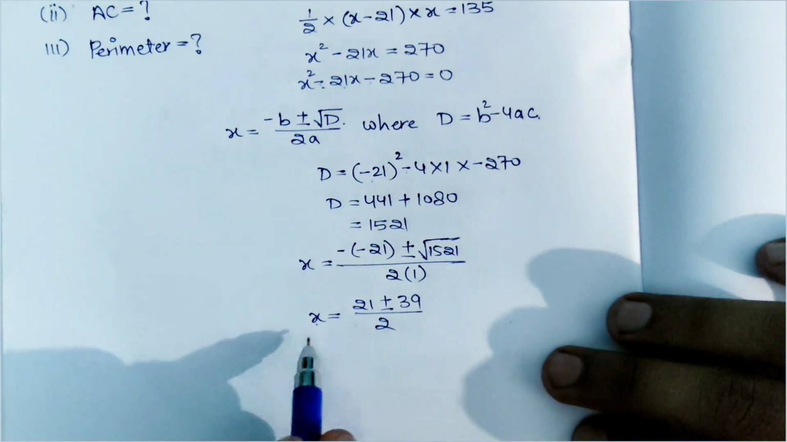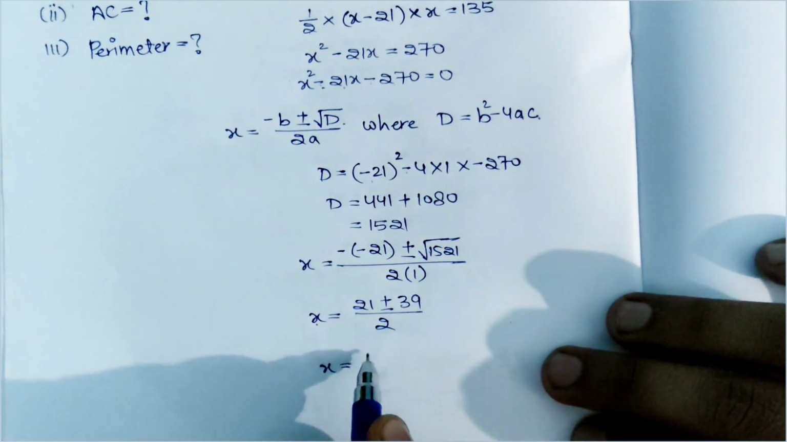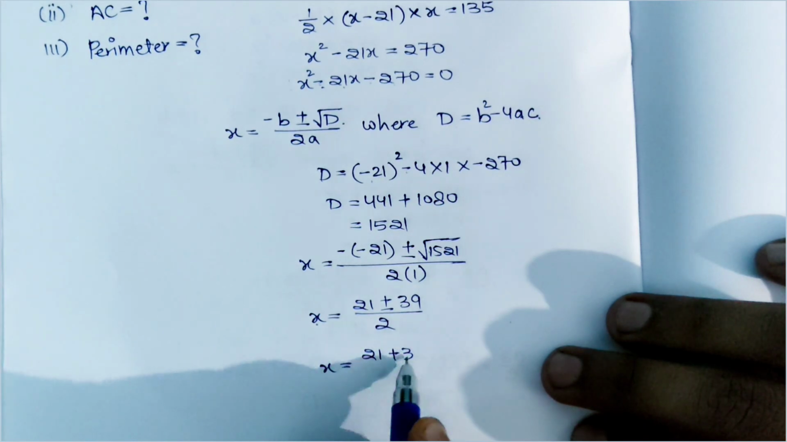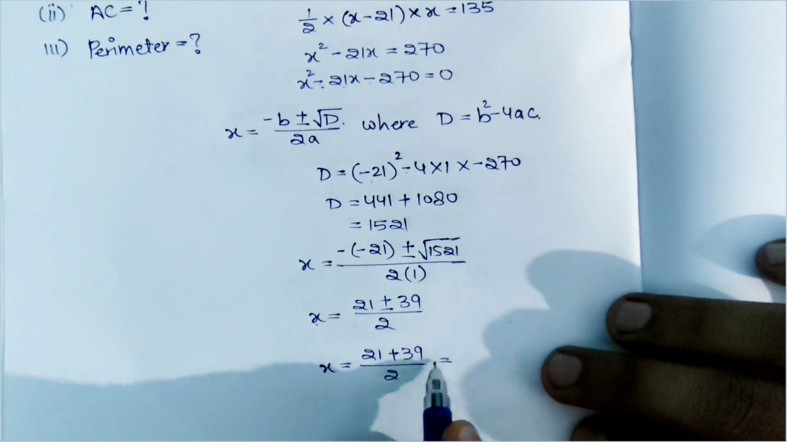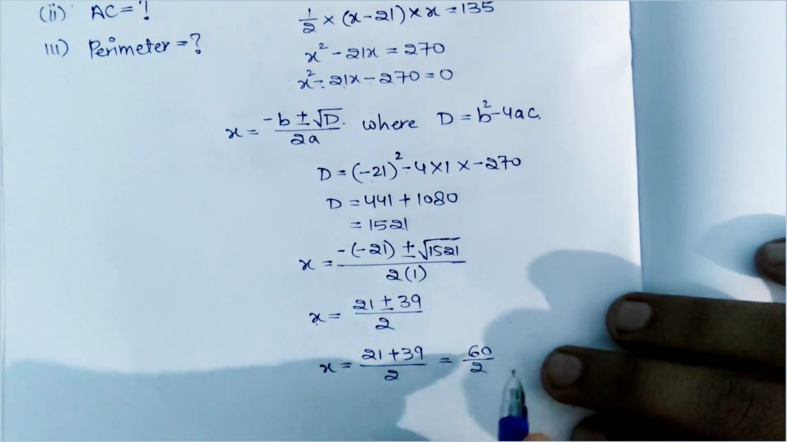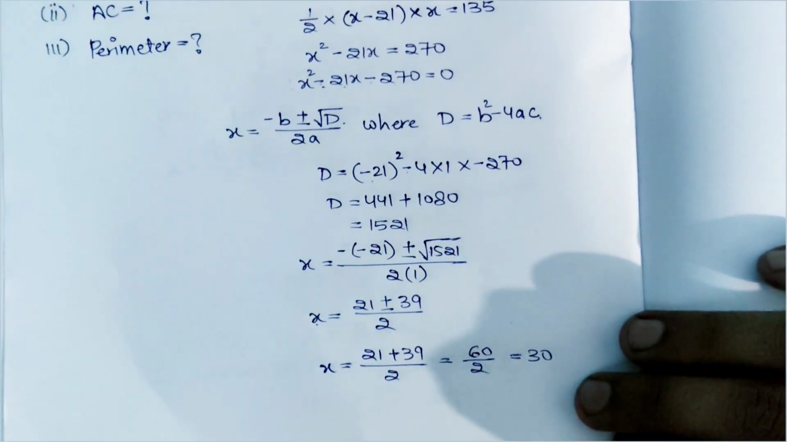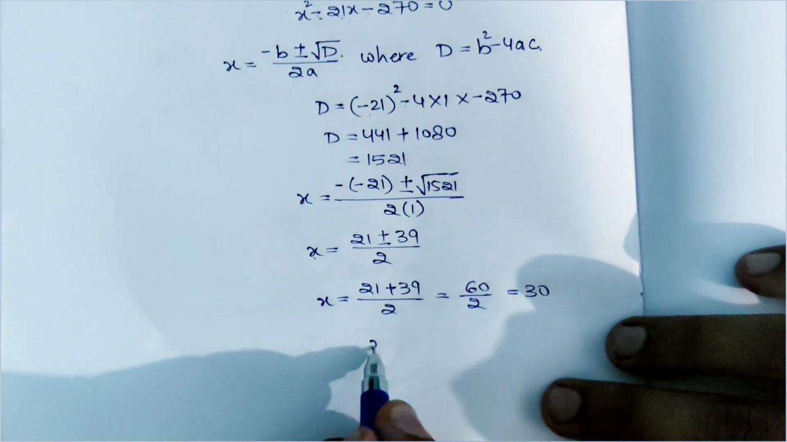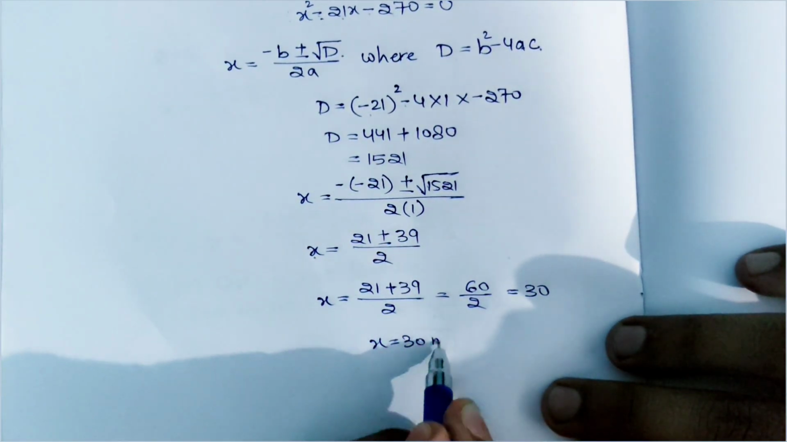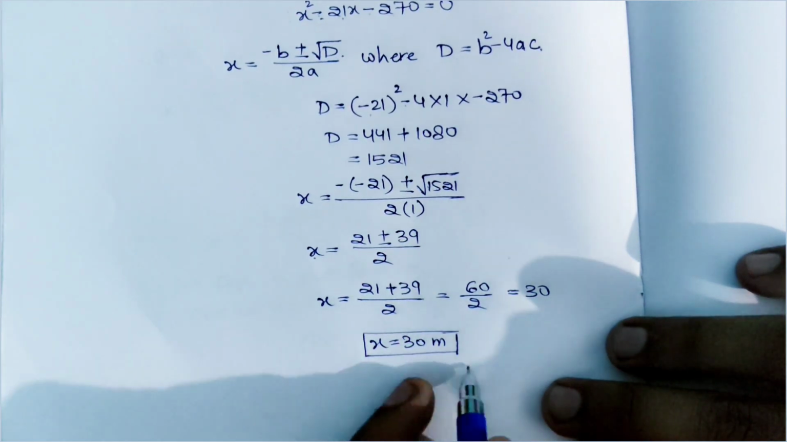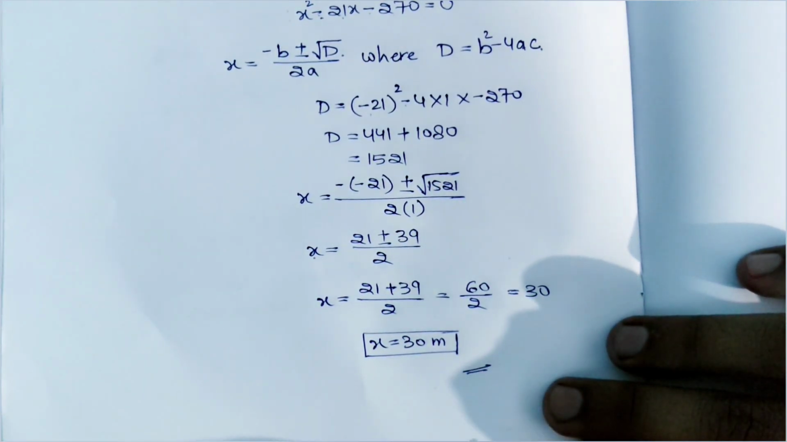So I'm just going to take the plus sign. So this will be 21 plus 39 upon 2. This is 60 upon 2, which gives you 30. So the value of x is 30 meter, and this is the first answer.